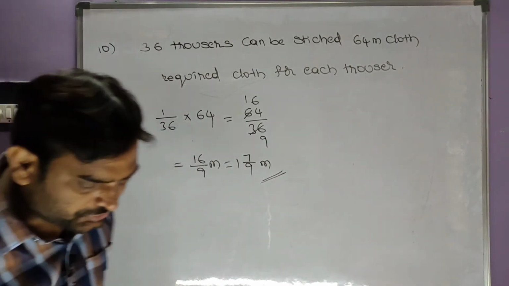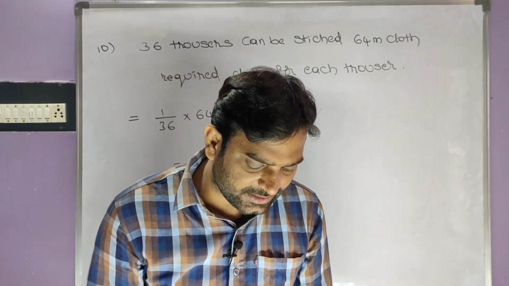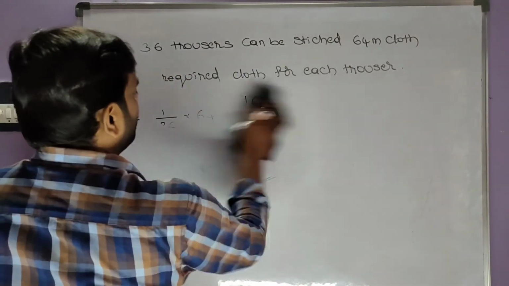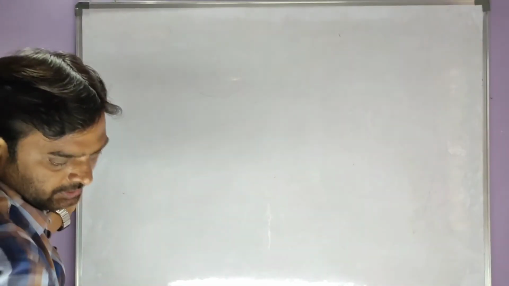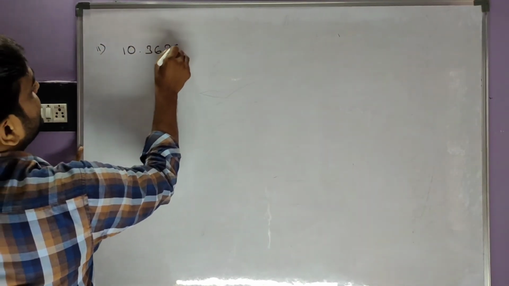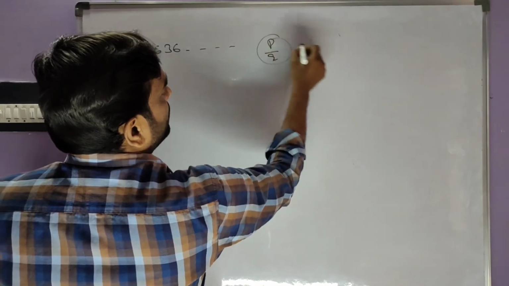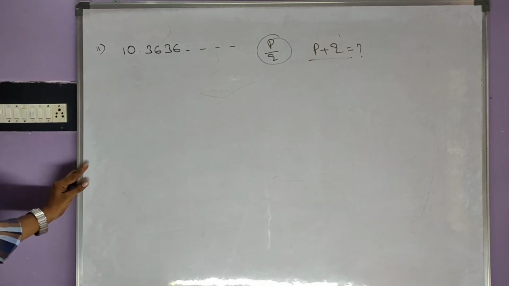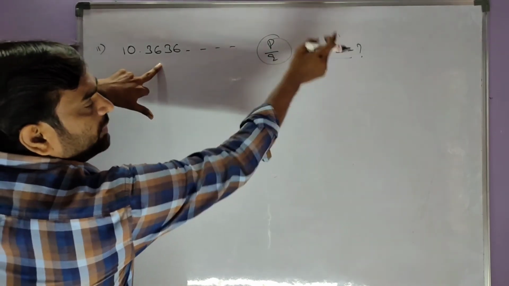Next question, the 11th question. When the repeating decimal 10.363636 and so on is written in the simplest fractional form p by q, find the value of p plus q. Very simple. First of all, write it in p by q form. After that, add these two, then you will get the answer.